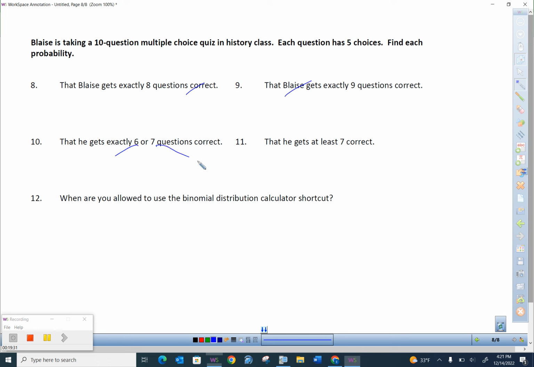6 or 7 you have to do by hand. At least 7 you can use the formula for. Basically, we would need to know you can use the calculator shortcut when you see at least, but it's 3 or more probabilities. When you see this word or, you have to do it by hand. And that's it. Please let me know if you have any questions.